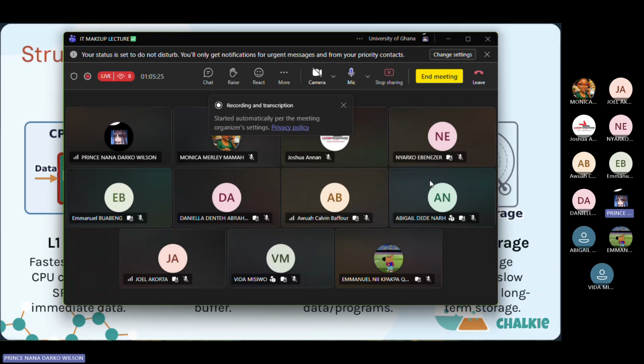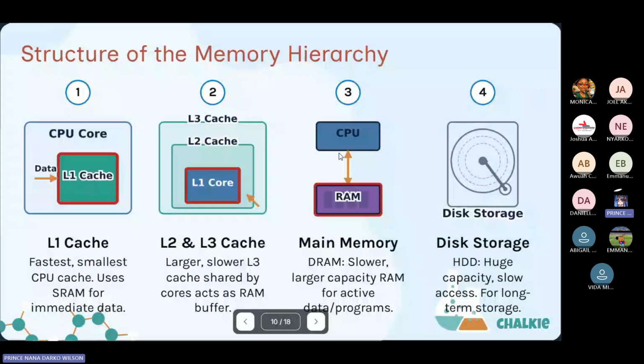So the type of RAM that is used in making level 1 cache and level 2 cache is the SRAM, and it is faster. That is why it is generally used there. But the reason why it is not used memory-wide is that it is more expensive to make. So level 1 cache makes use of static random access memory for immediate data access, and level 2 and level 3 do the same. The level 2 and level 3 are larger and slower, and the level 3 cache shared by cores acts as a RAM buffer.